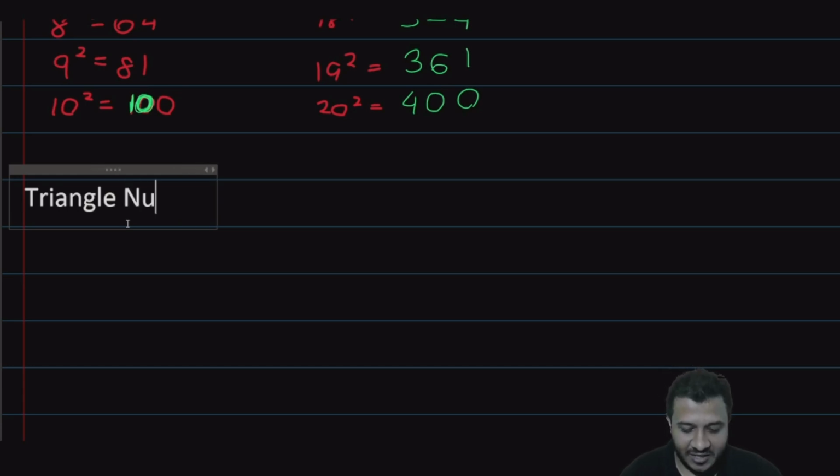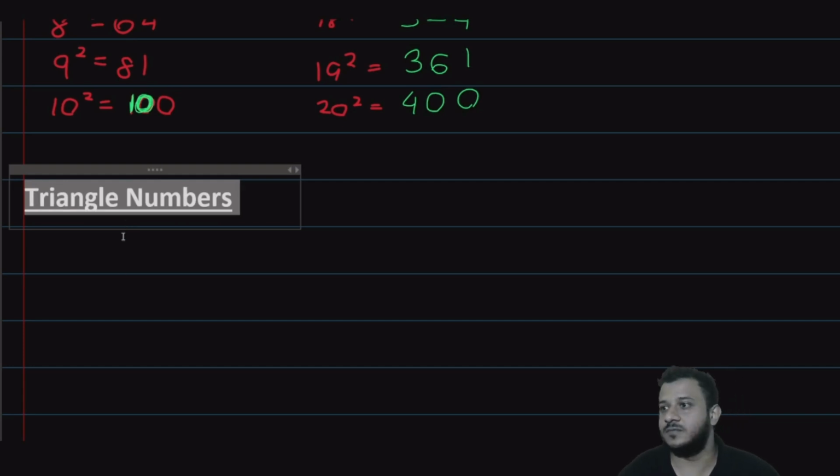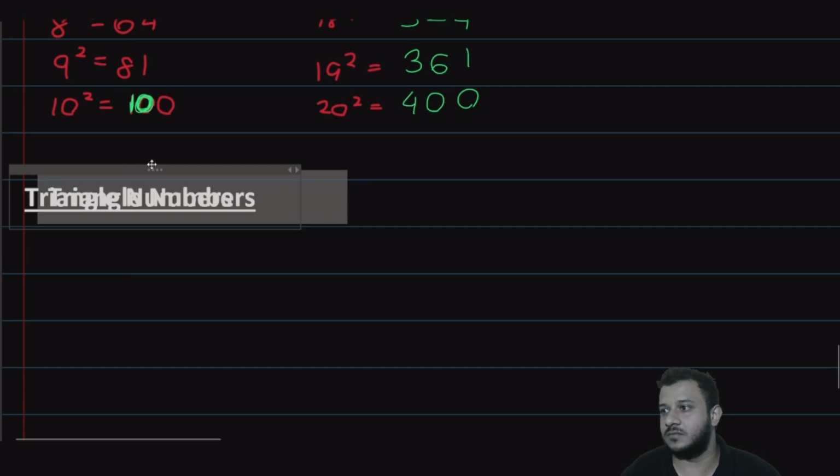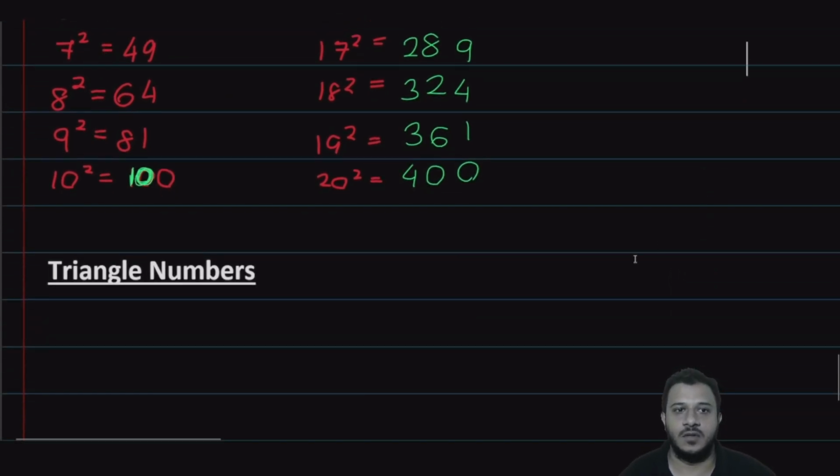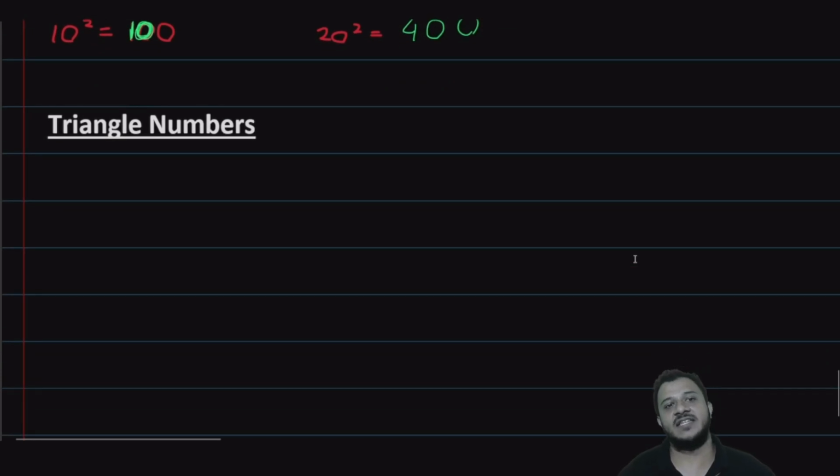Okay, anyway, triangular numbers. Can I repeat the 17 square number? Here we go, 289. Okay, but the next number pattern is triangular numbers. Who can remember the triangle numbers?